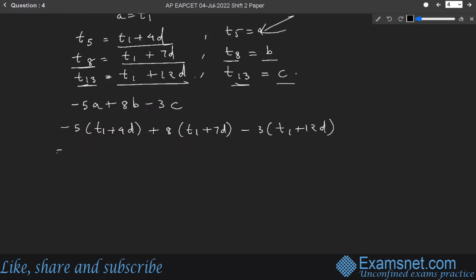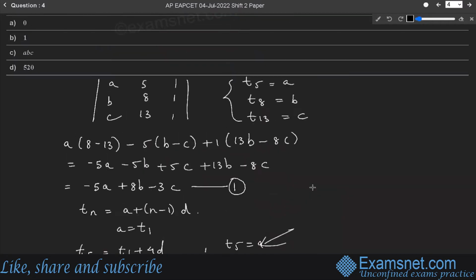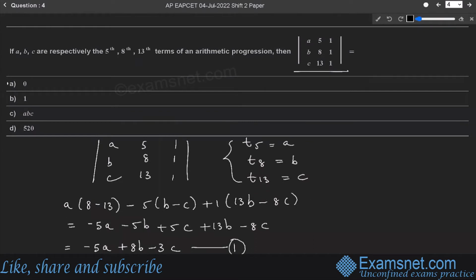So on further solving this, we will get minus 5T1 minus 20D plus 8T1 plus 56D minus 3T1 minus 36D. On further solving, it will be minus 8T1 plus 8T1 plus 56D minus 56D. So minus 8T1 and plus 8T1 will be 0, plus 56D and minus 56D will be 0. So the value of the given determinant is 0. Therefore, we can say that from all the options here, option A is correct, which is 0.